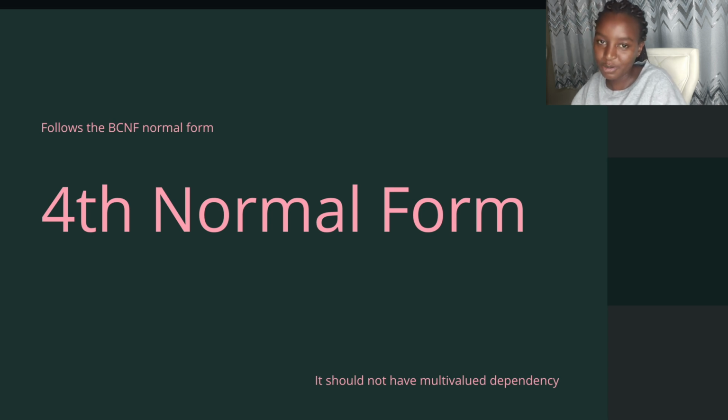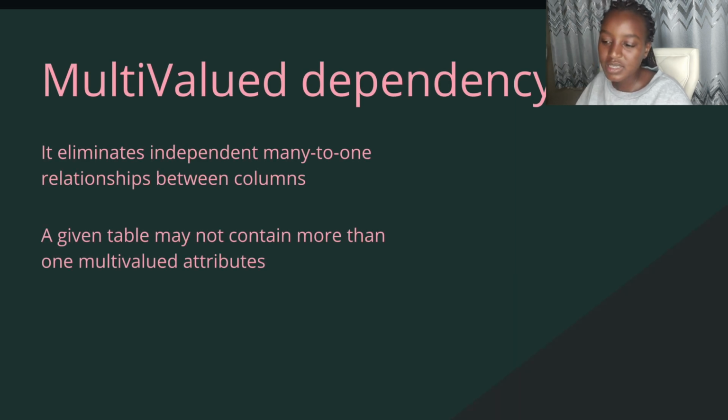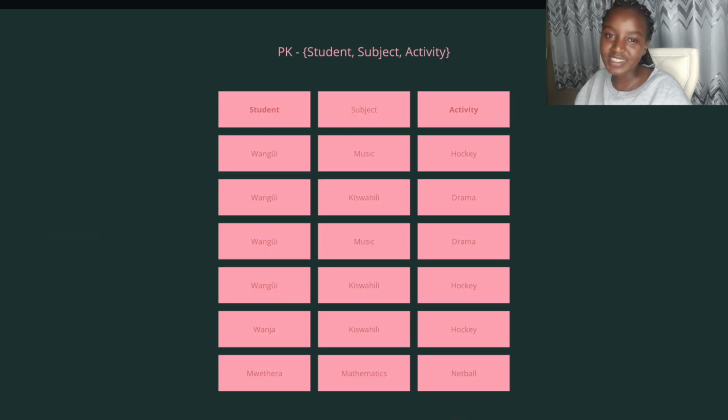follows the BCNF normal form. So before you go to 4, you have to pass through 3.5. And apart from that, the other rule is it should not have multi-valued dependency. What do we mean when we say this? With this, it eliminates independent many-to-one relationships between columns. And 2, a given table may not contain more than one multi-valued attributes. Alright, so 2 things: eliminates independent many-to-one relationships between columns, and a given table may not contain more than one multi-valued attributes. Let's look at our last example.